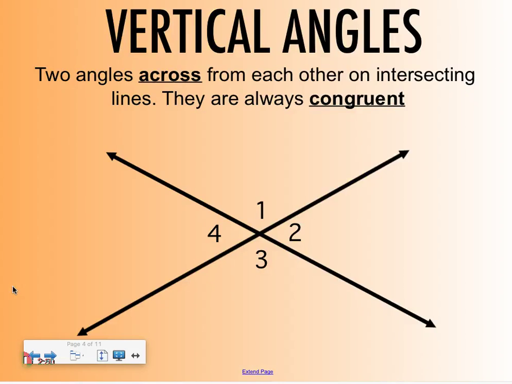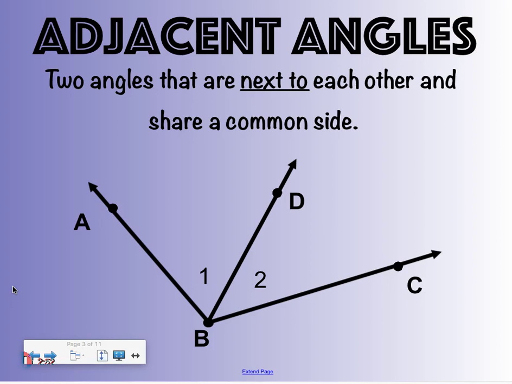Okay. Now we're going to adjacent. Adjacent angles are just two angles that are right next to each other. So they have to share a side. So they're attached to each other. That's the way to remember: adjacent starts with the name and attached starts with the name. They're together.